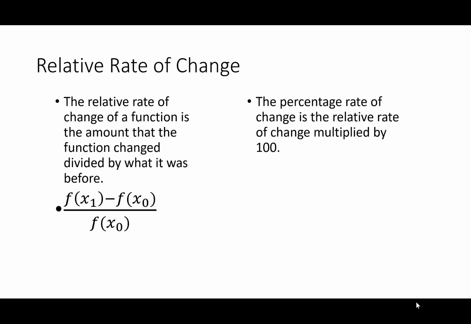Percentage rate of change is really close to relative rate of change. It just means we multiply by 100. Relative rate of change will give us a decimal. So if I multiply by 100, now I get a percent. So you'll see it's the same formula, f of x1 minus f of x0 over f of x0 times 100.